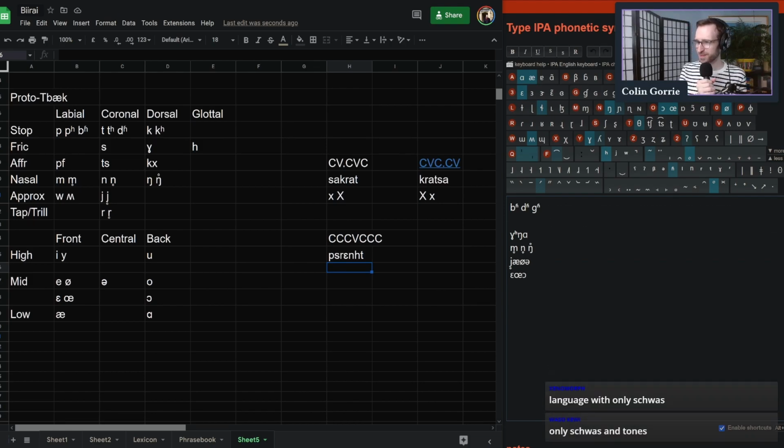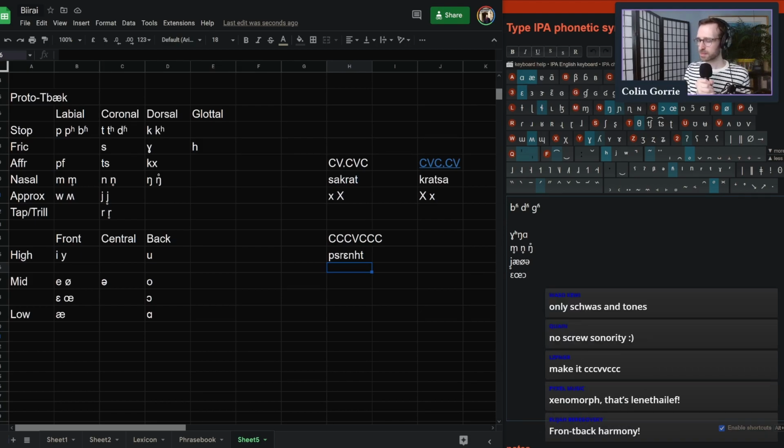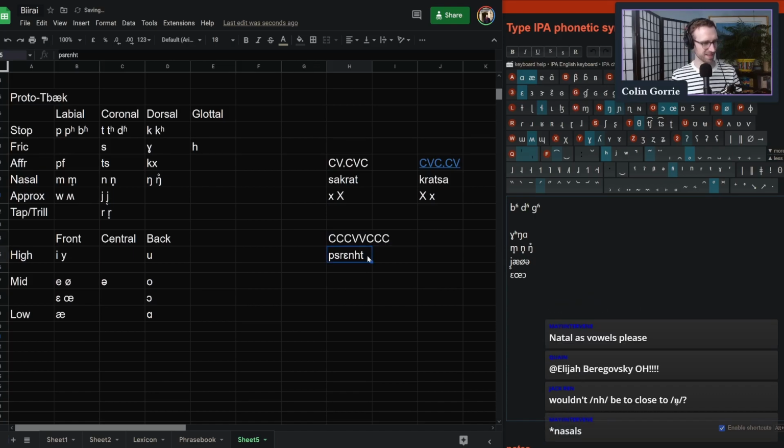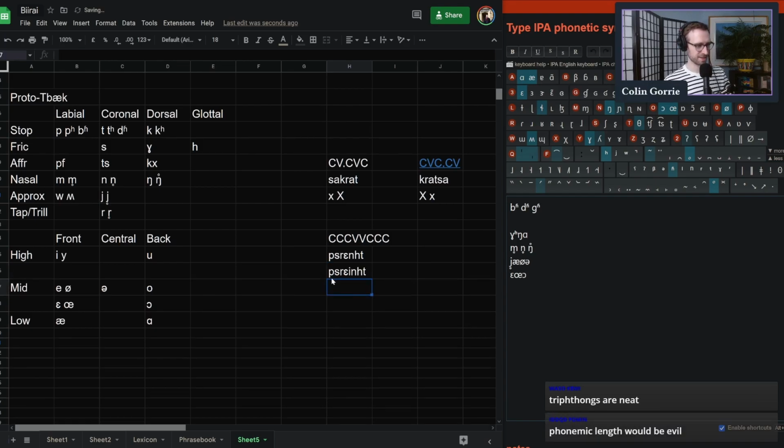Okay. Wait. I've missed some things. Make it CC, C, VV, CCC. So essentially, this is allowing diphthongs in the nucleus. Diphthongs or long vowels. I suppose we could also have long vowels. We haven't discussed that yet. So psreinht. Psreinht. This is tough. Psrei.